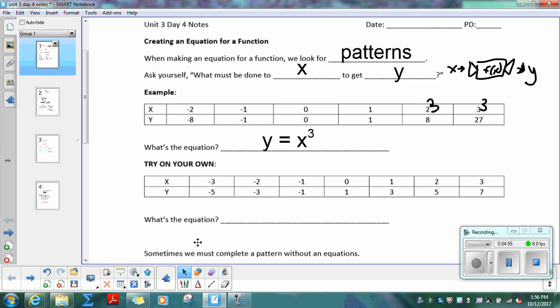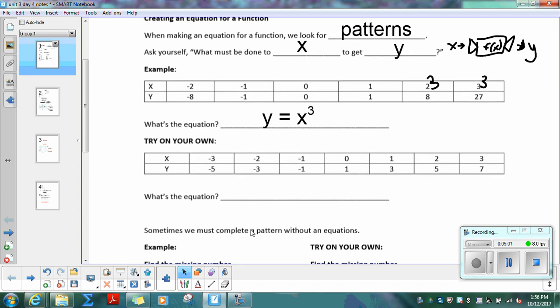Okay. So you should have an equation now. You could have put in f of x equals or y equals, doesn't matter. So let's go on to the next one, which still deals with patterns. However, sometimes we don't need the equation. Sometimes we just need to fill in the pattern.